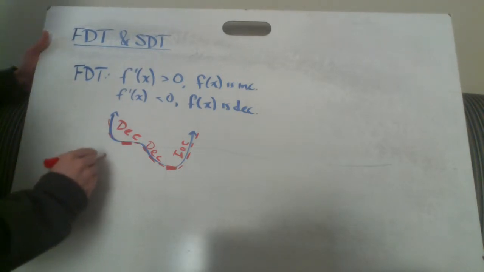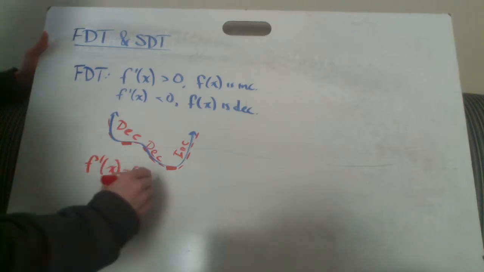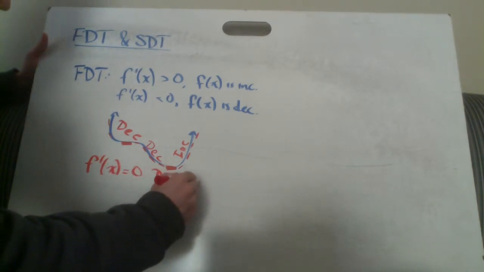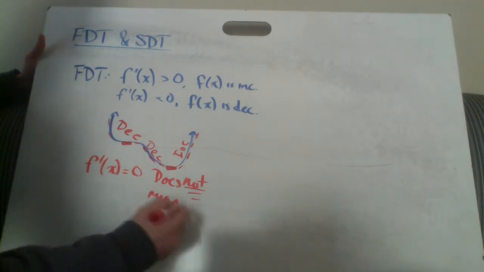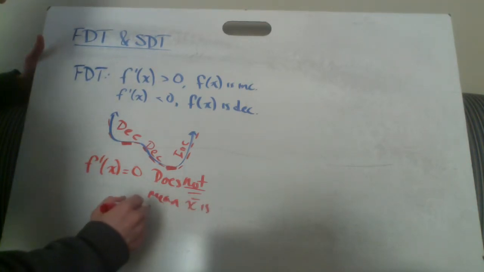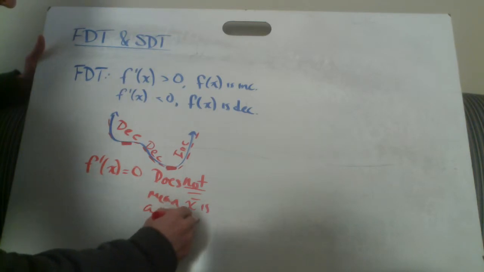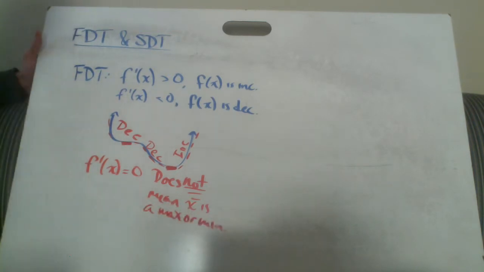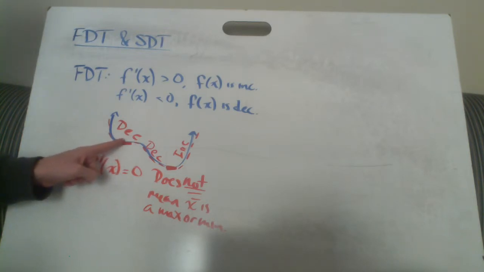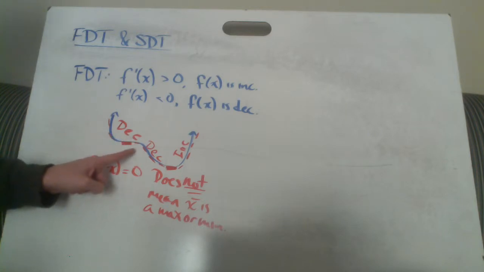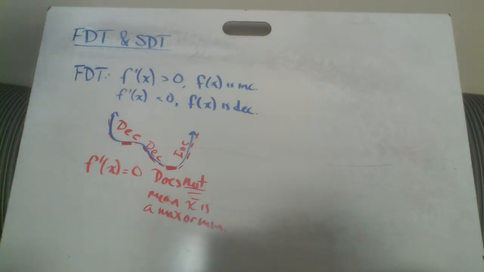So I'm going to write this in red. F prime of x equals 0 does not mean x is a max or min. It does not mean that. And this is the exact situation for where we see it. F prime of x is 0 right here. But this is neither a max nor a min, since there are points above it, just to the left, and points below it, just to the right. It can't be a max or a min.